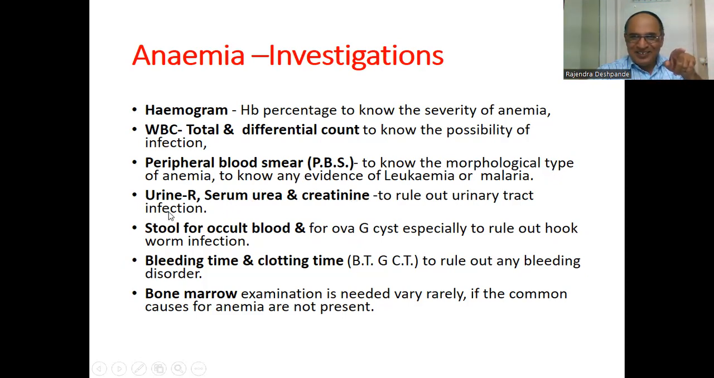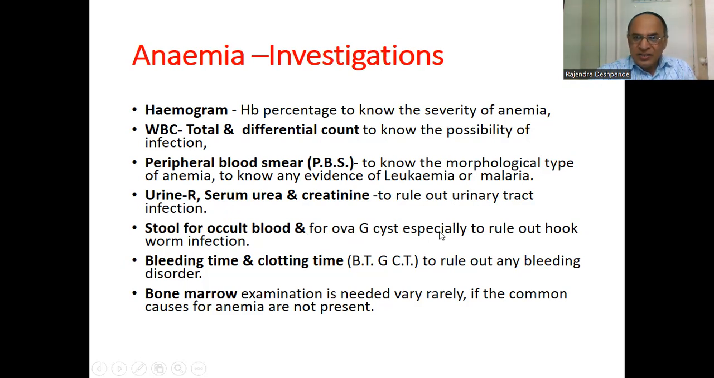Just now I have said it: normocytic, normochromic, microcytic, hypochromic. This is morphology, okay? To know any evidence of leukemia or malaria. Urine routine, serum urea, serum creatinine, to rule out urinary tract infection, UTI. Stool for occult blood, just now I have explained, tarry black stool, immediately go to the lab. If it is continuous for 2, 3, 4 days, don't wait, go to the lab.